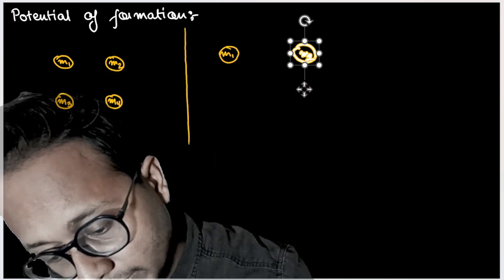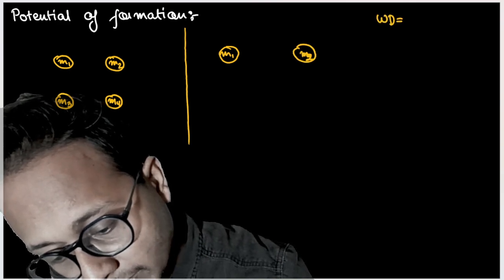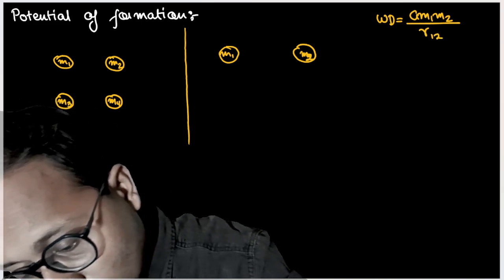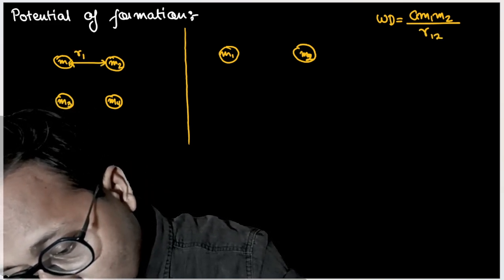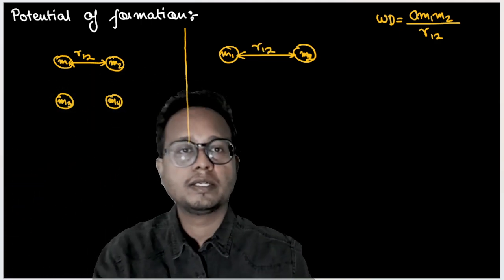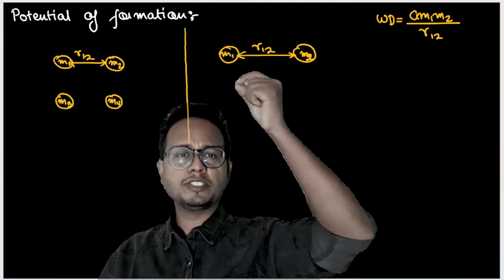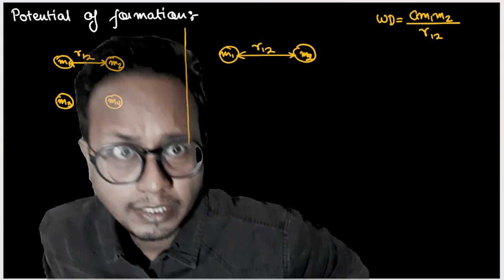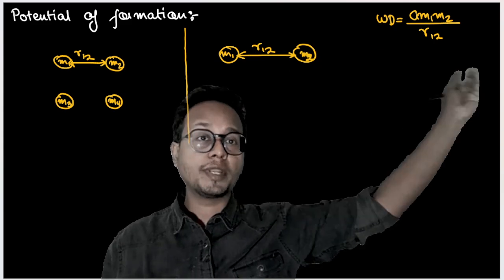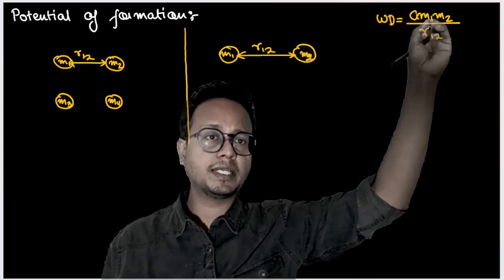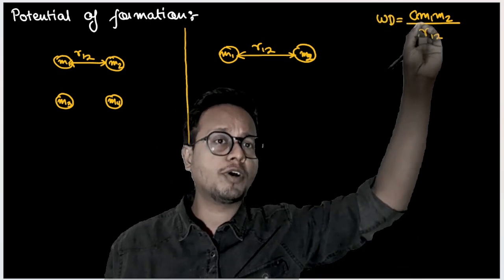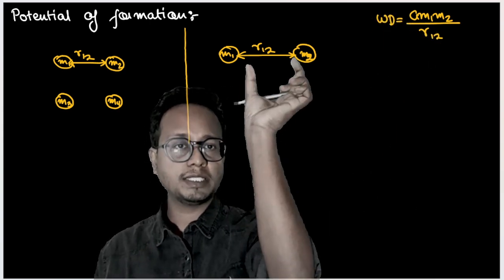Work done by gravitational force is nothing but G m1 m2 divided by r12. r12 is nothing but this distance. In order to bring the first mass from infinity, there is no work required, because there is no other mass, isn't it? To bring the second mass from infinity to this point, the work done by gravitational force is nothing but G m1 m2 divided by r12. r12 is nothing but this distance.